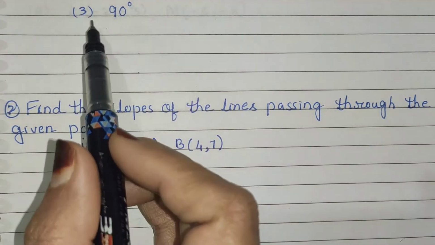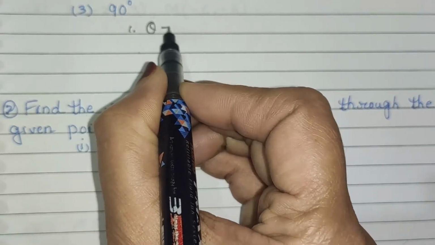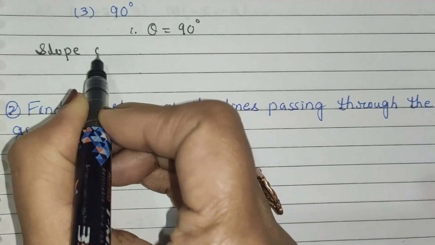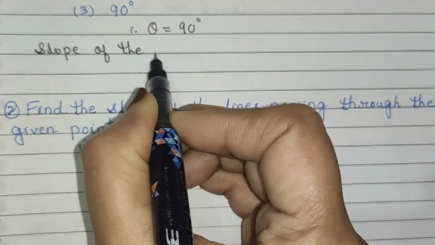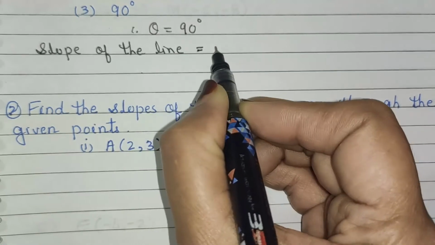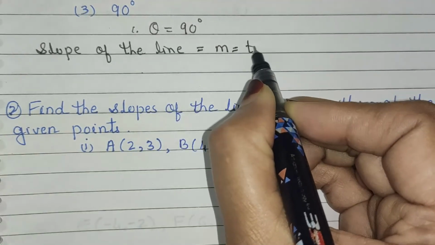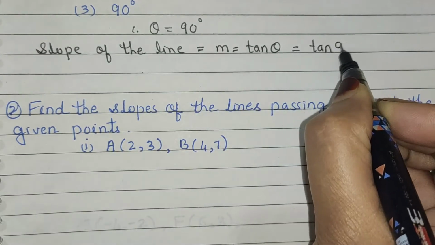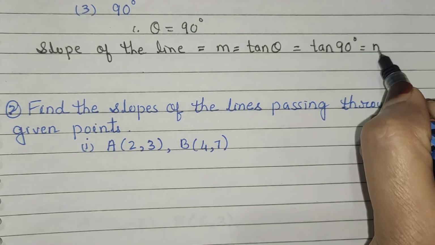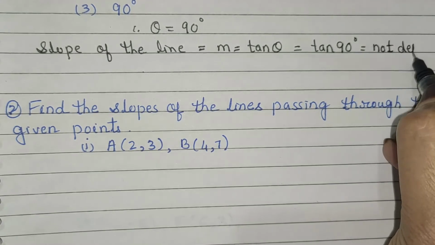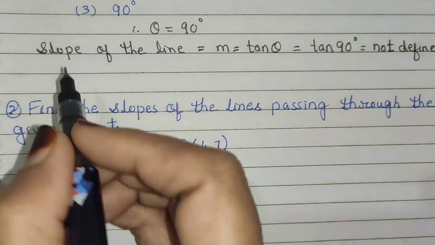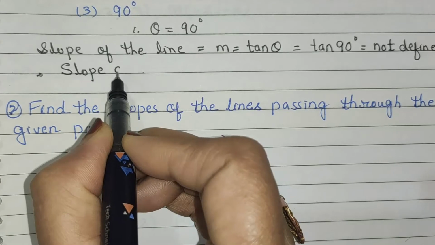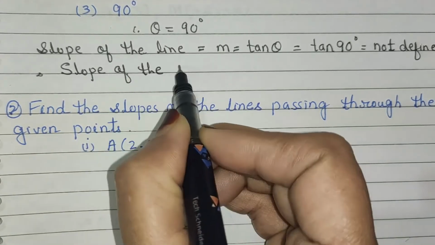Now here, the value of theta is 90. Therefore, slope of the line is M is equal to tan theta, which is equal to tan 90. The value of tan 90 is not defined. Therefore, write down the answer. Slope of the given line is not defined.